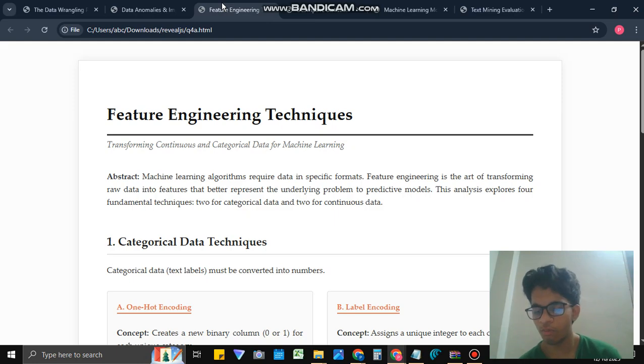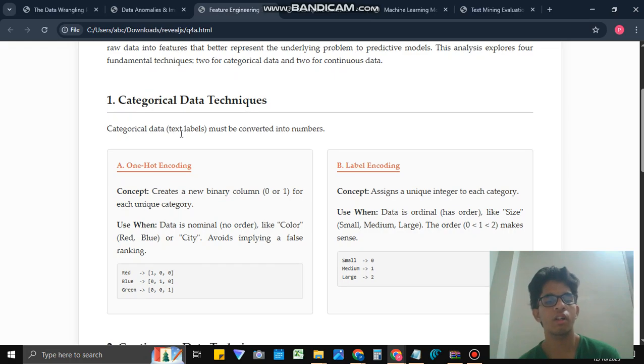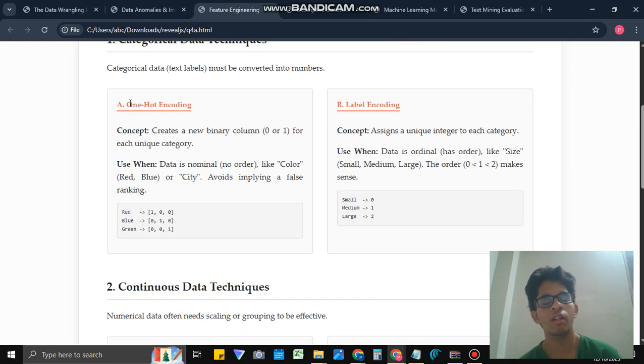Now moving on to question number 4. In this we have to explain 4 common feature engineering techniques for continuous or categorical data. For categorical data, we can use one-hot encoding and label encoding. One-hot encoding creates a new binary column, 0 and 1, for each unique category. In label encoding, we assign a unique integer to each category.